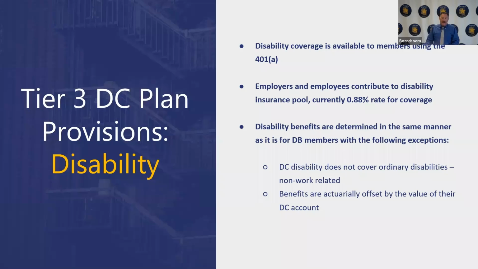Disability provisions in the defined contribution plan, pretty much the same thing. Let's remember that as a part of the DC plan, both the employee and employer are paying a premium of 0.88% of pensionable wage to have this disability coverage. Again, same determination. The twist is going to be that the ordinary disability, non-job related, is not on the table, and that there's going to be an offset based on that account value in their defined contribution account. So they may not receive the full benefit by virtue of having money in that DC account.